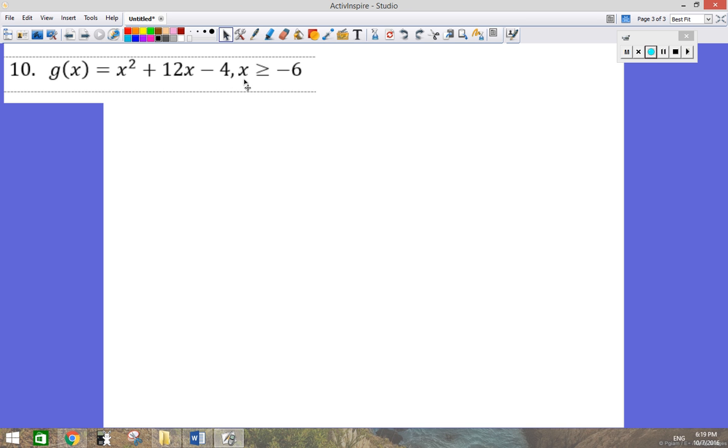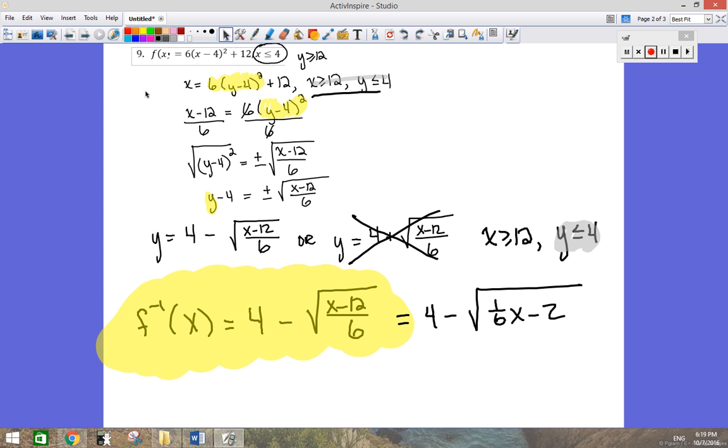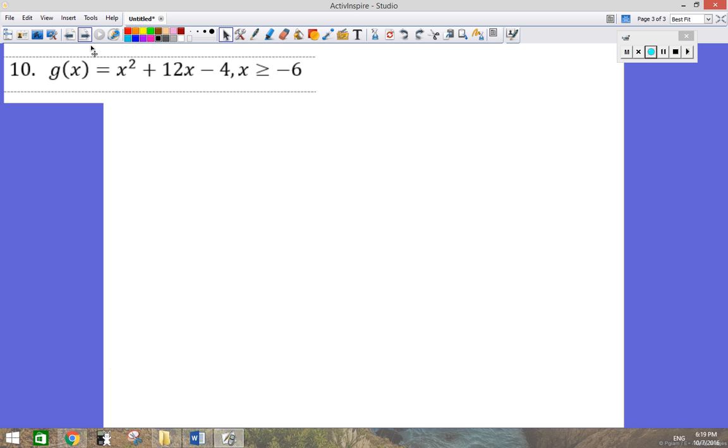The difference between problem 10 and the problem in problem 9 is they gave us the function already in vertex form. This is just in your standard form, ax squared plus bx plus c. We need to write it in vertex form. So here's another application of using completing the square, not to solve an equation, but to algebraically change the form. I want to change the form of this equation from standard form to vertex form.